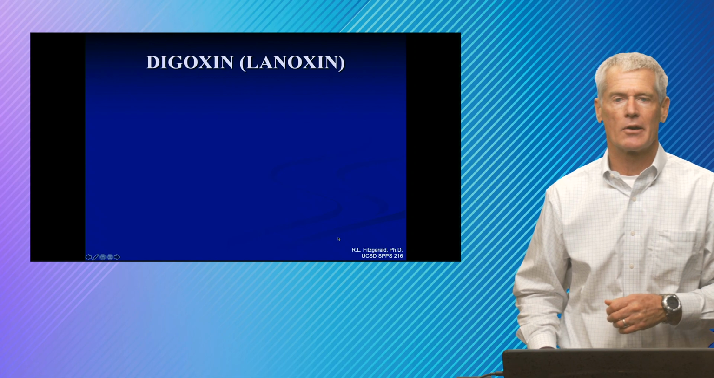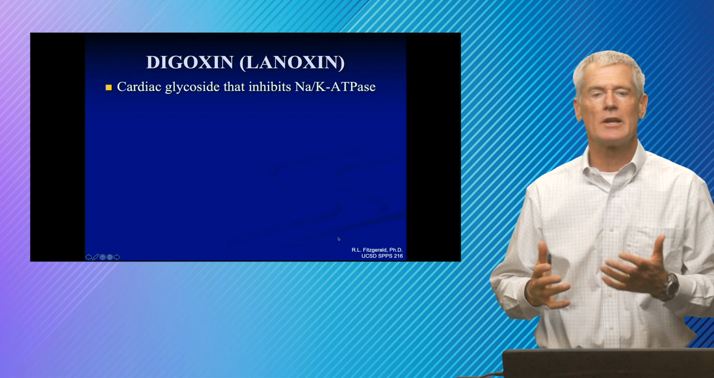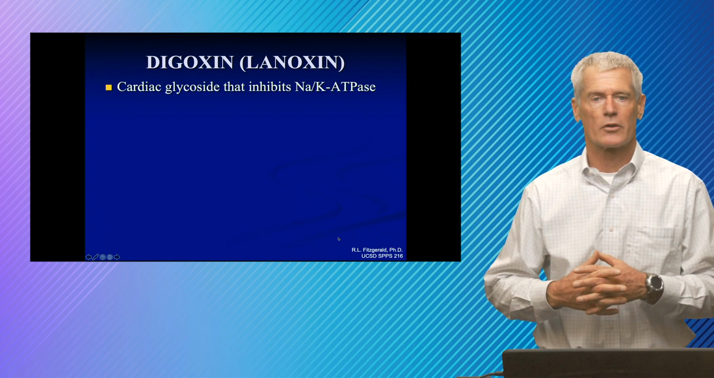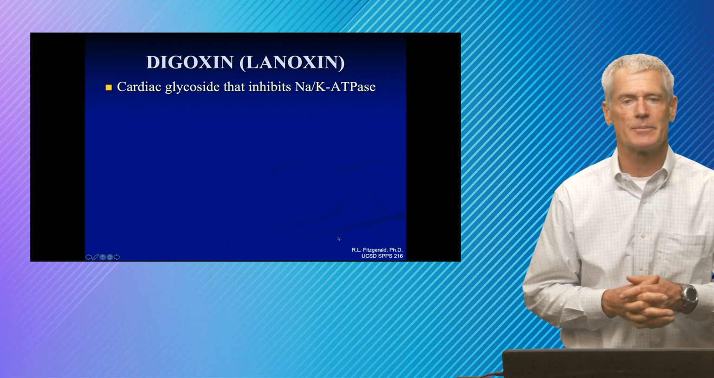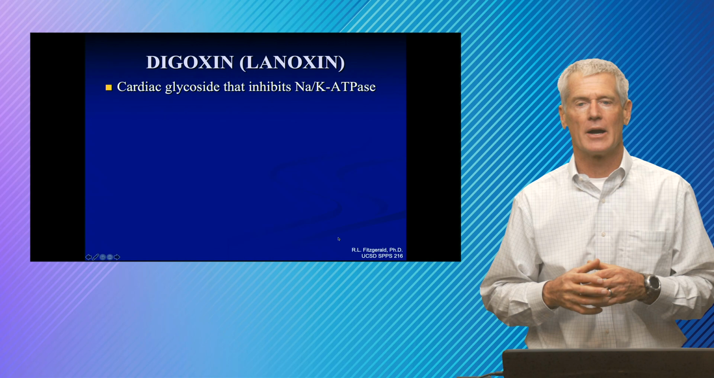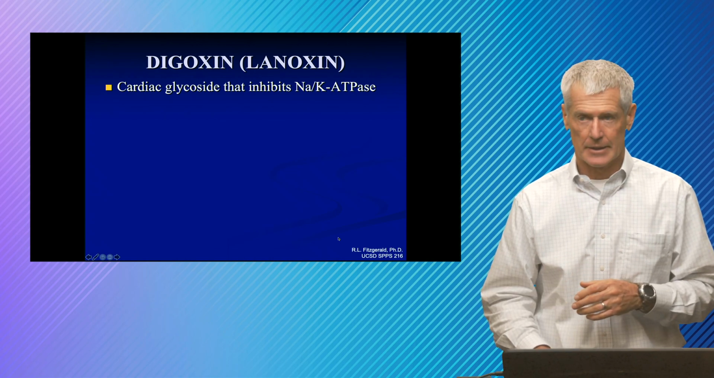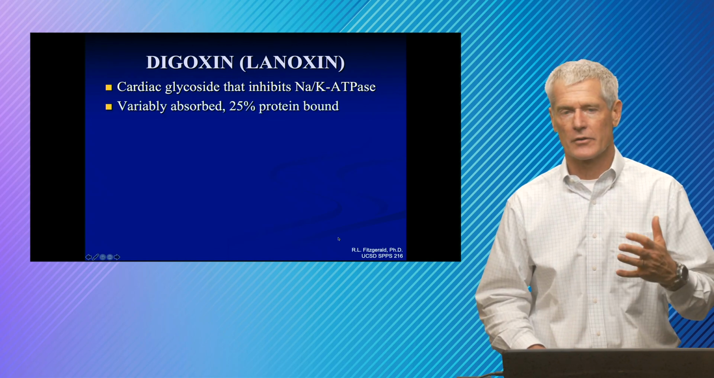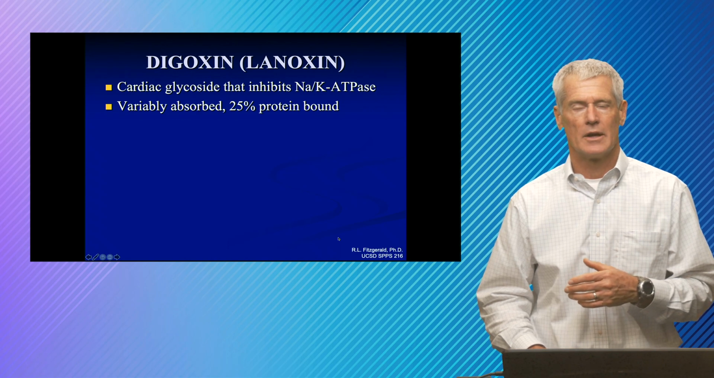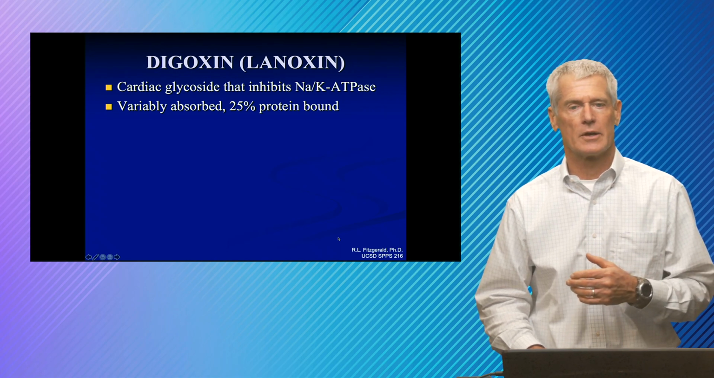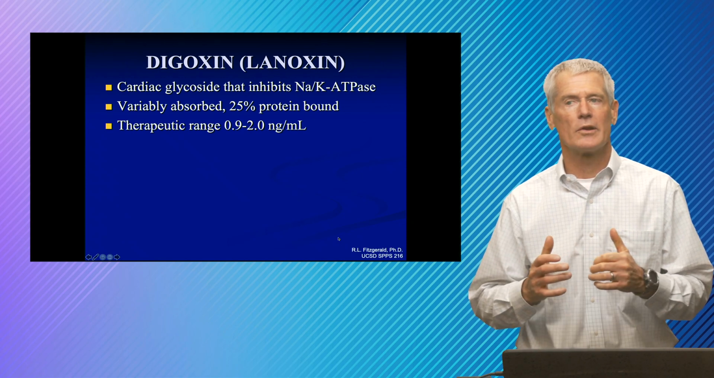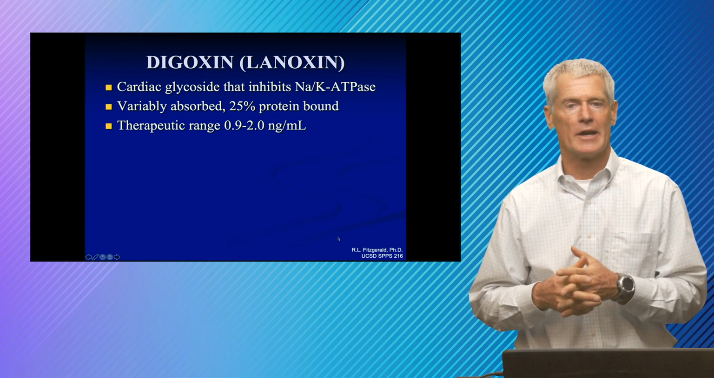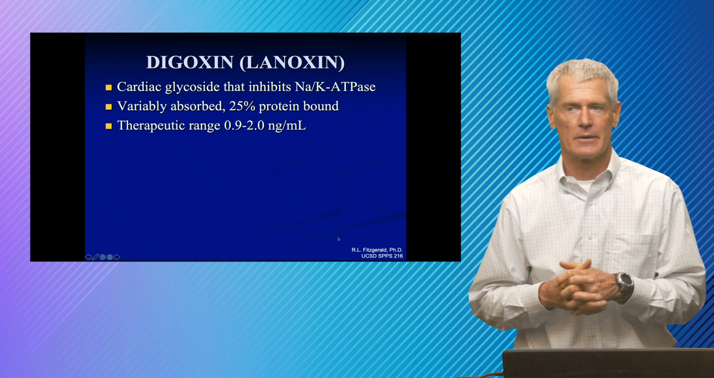Digoxin, a cardiac glycoside used to increase contractility. It works by inhibiting sodium and potassium ATPases, which end up increasing calcium concentrations, allowing the myocytes to contract better. Not a first-line drug, but it is still used. It's variably absorbed. It's about 25% protein bound. Has a really narrow therapeutic range, so 0.9 to 2 nanograms per milliliter.